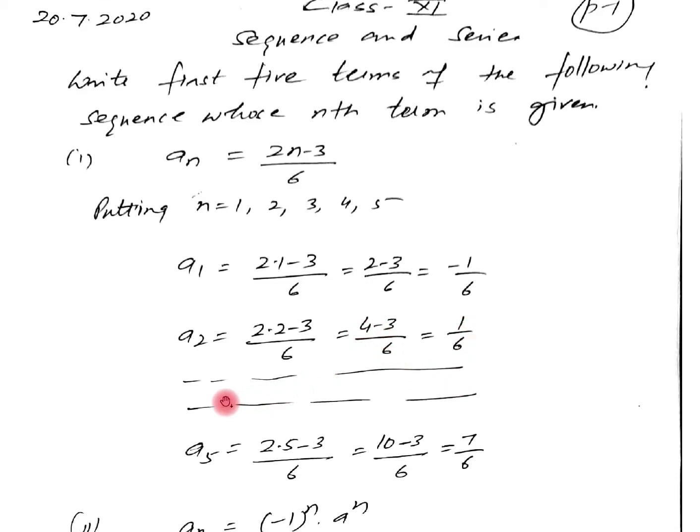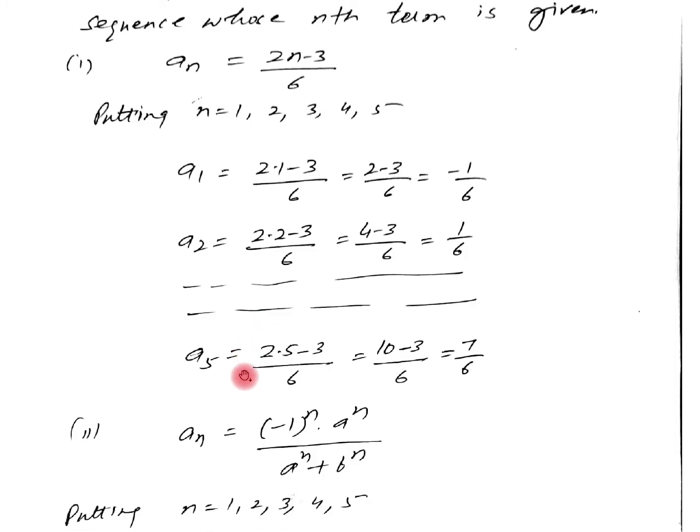Similarly, putting n equal to 3, 4 and then again putting n equal to 5. When we are putting n equal to 5, it becomes (2 into 5 minus 3) upon 6. Simplifying it, we are getting 7 by 6. In this way, we can find out any term of the given sequence whose nth term is given. Let us see a similar question.